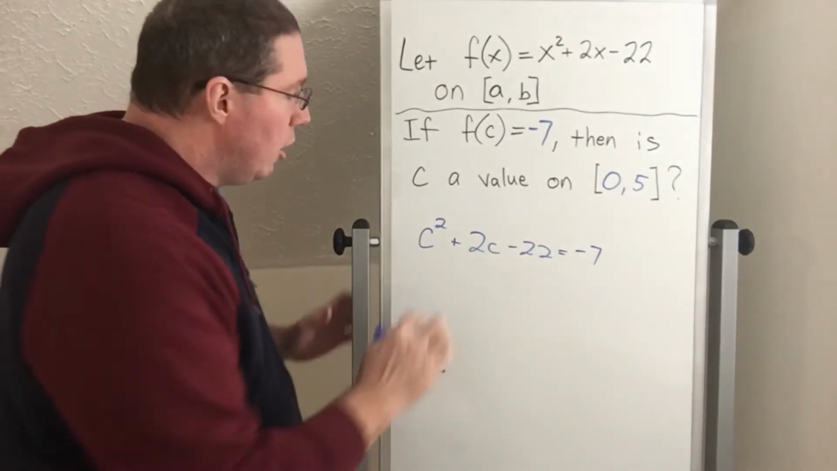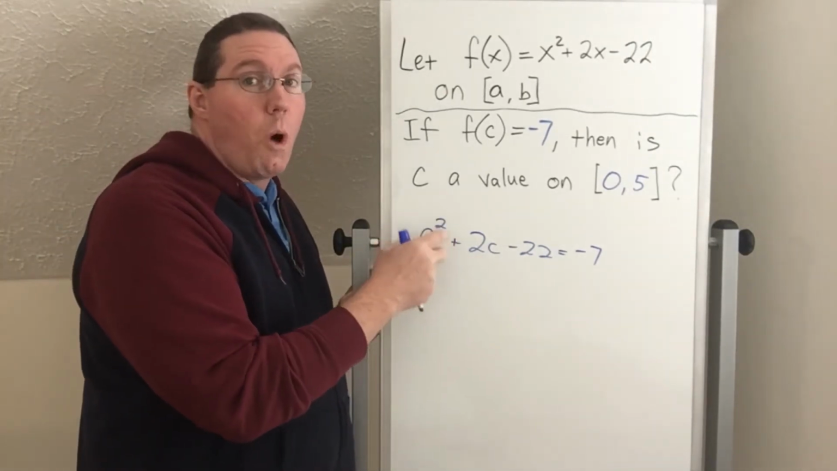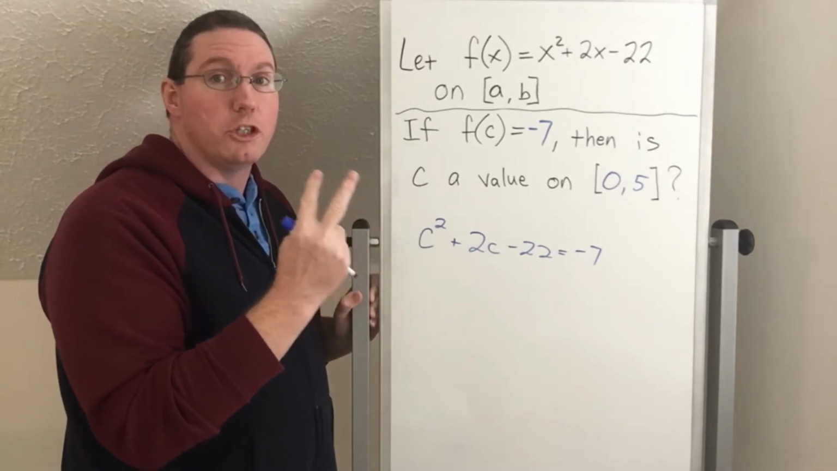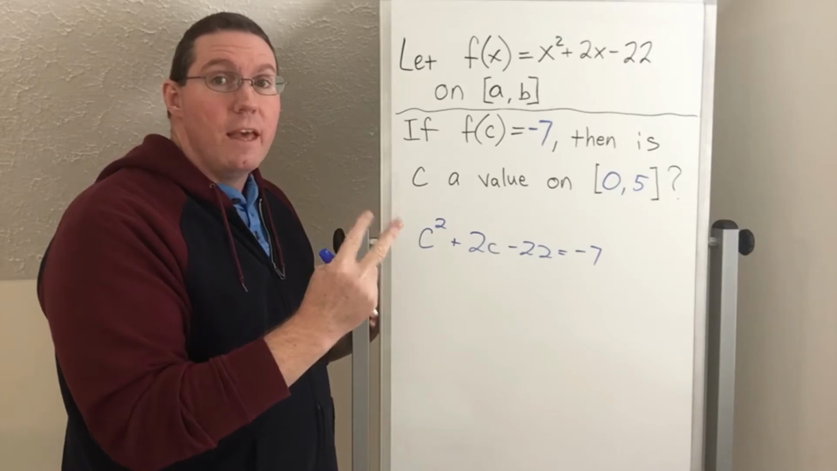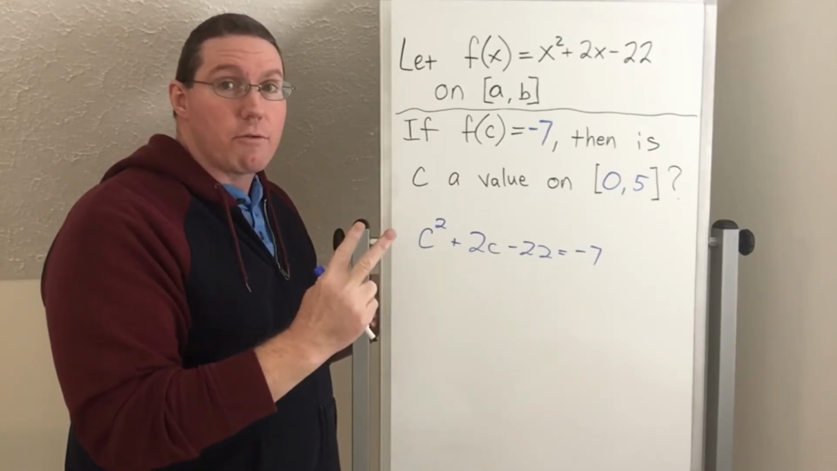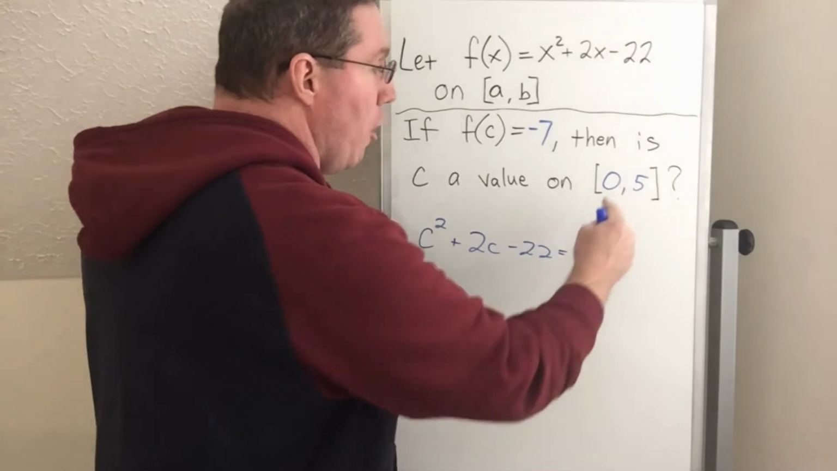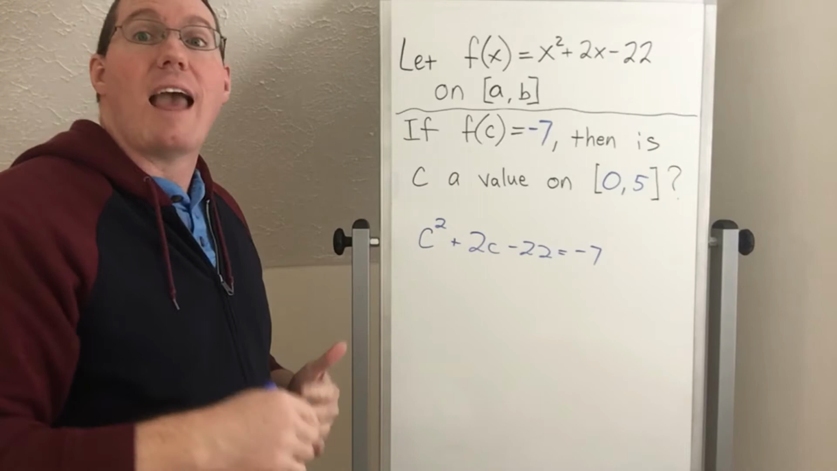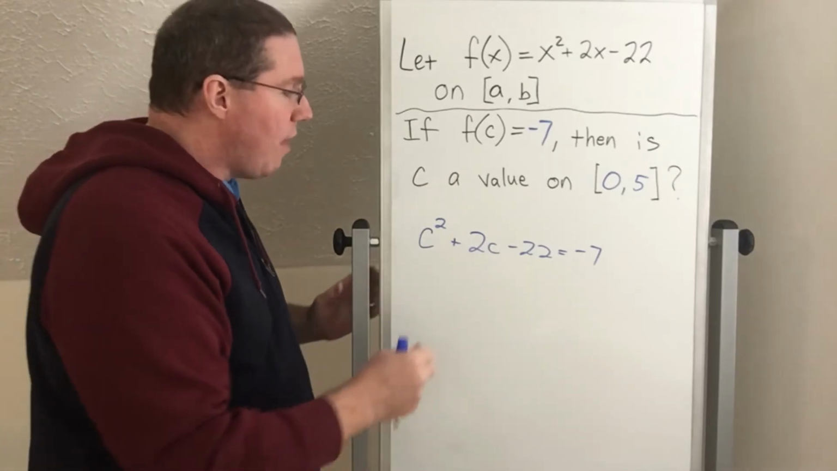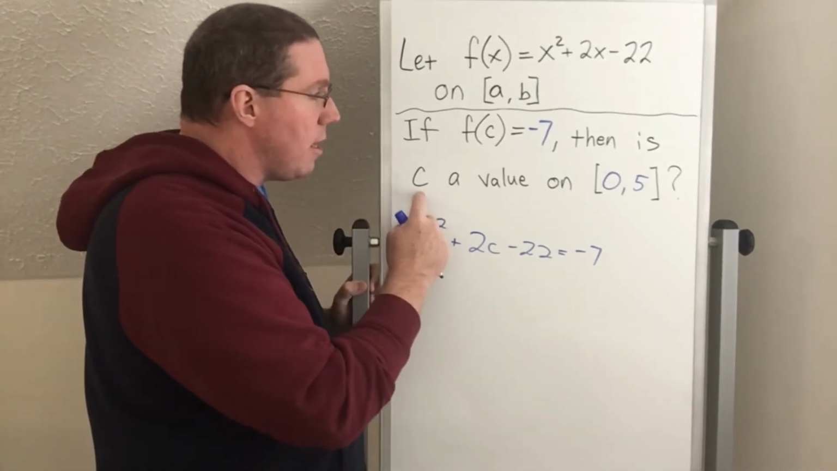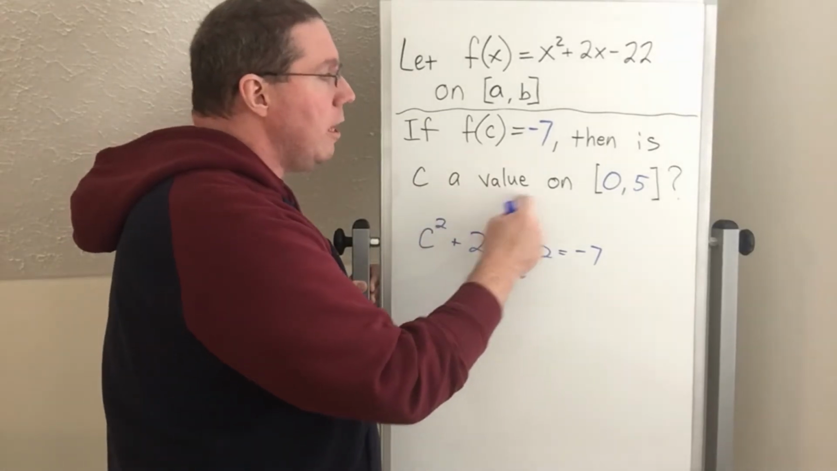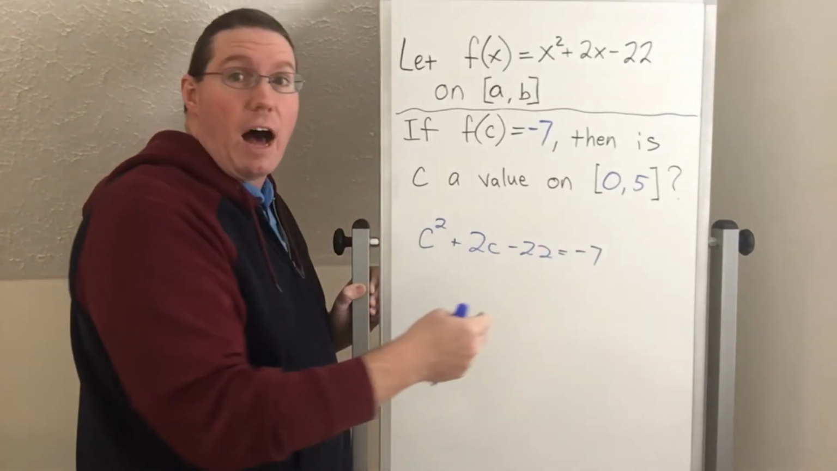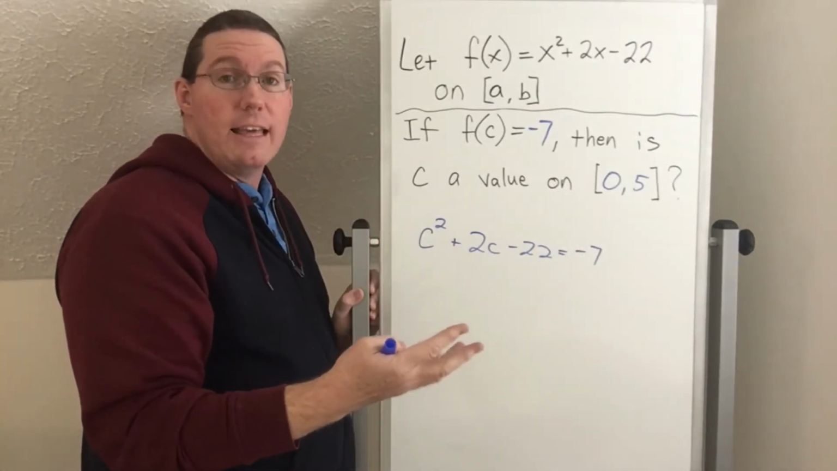Now, here's the thing. Do you see how this is c squared? This is a quadratic. That means that this can have two answers. It can have up to two real answers. If we get two real answers, if one of them falls between 0 and 5 and the other one does not, then we can still say yes. We can still say that one of the values of c is on the interval from 0 to 5. So we only need one of them to be on the interval from 0 to 5 in order to be able to say yes. Okay?